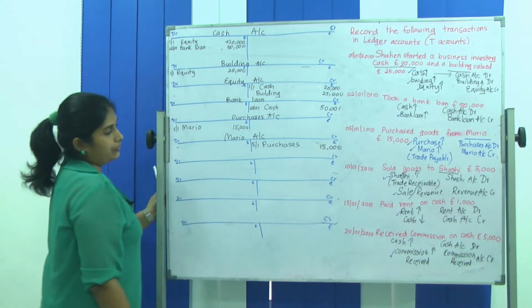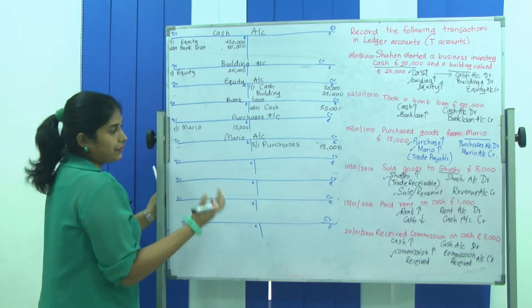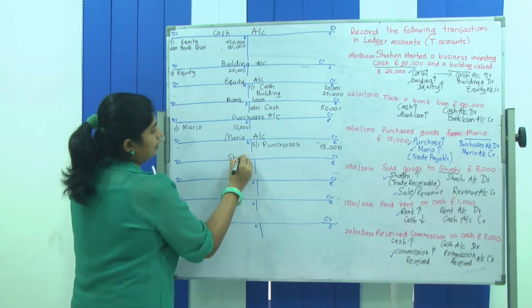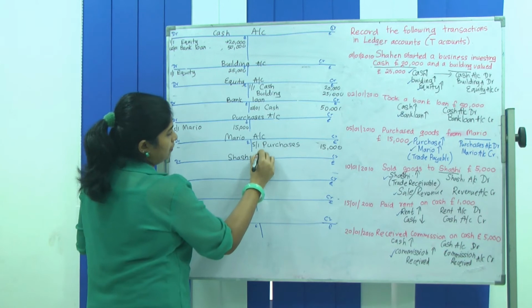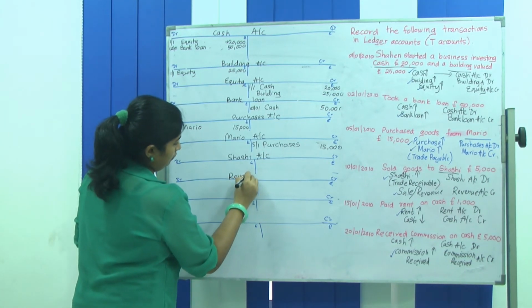Then the fourth transaction, where Shaheen sold goods to Shashi, and we are creating Shashi who is a trade receivable. So we need Shashi's account, and we need a revenue account.